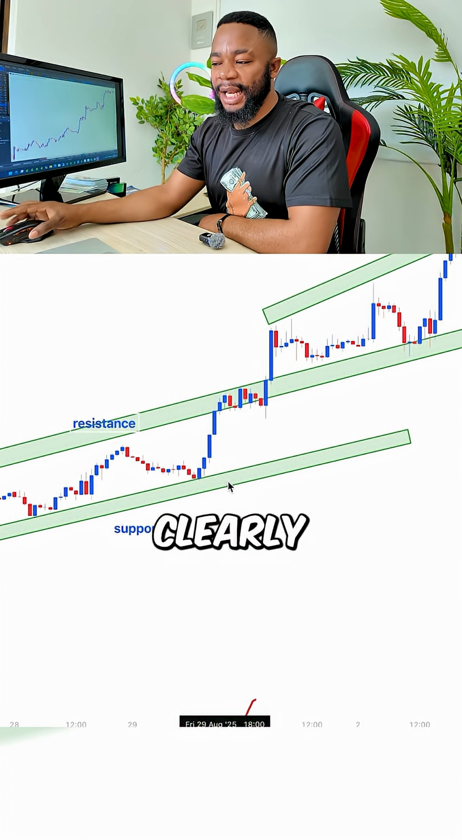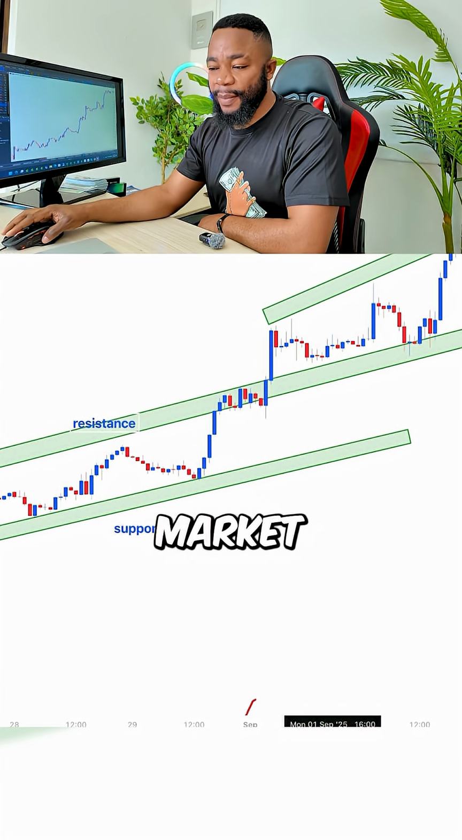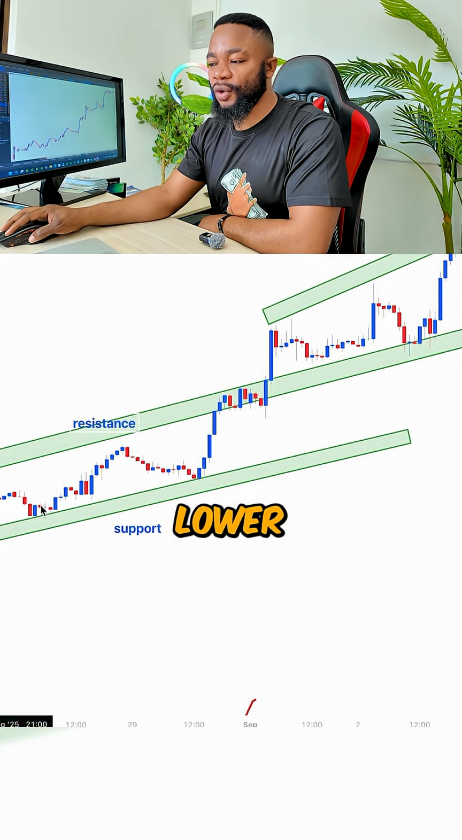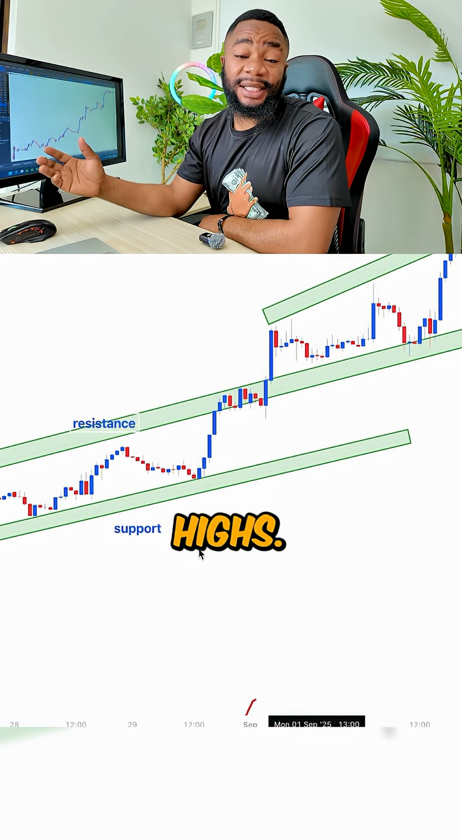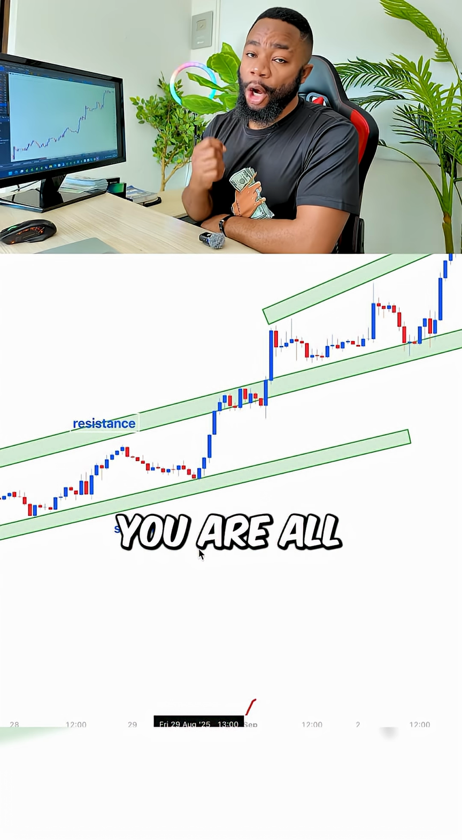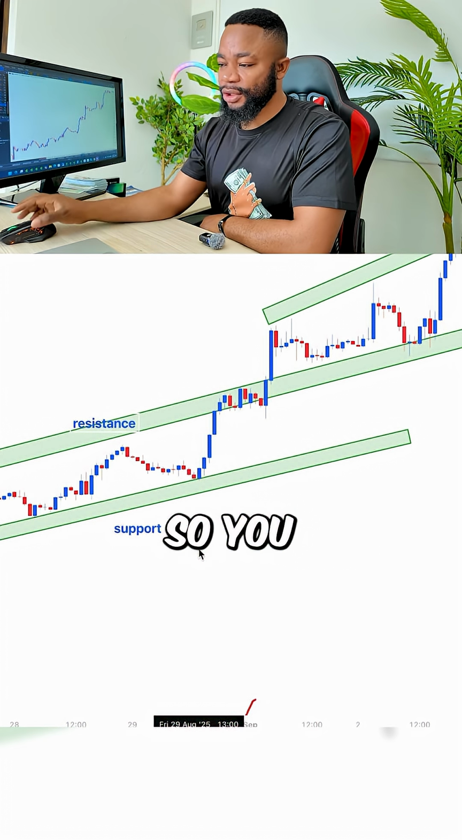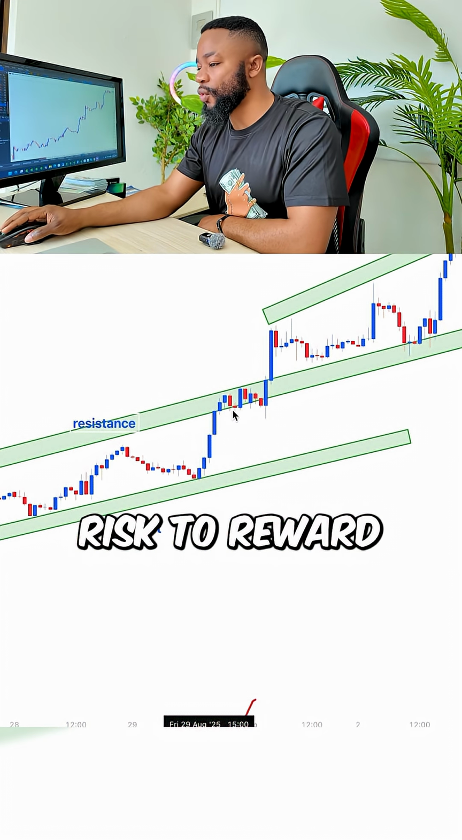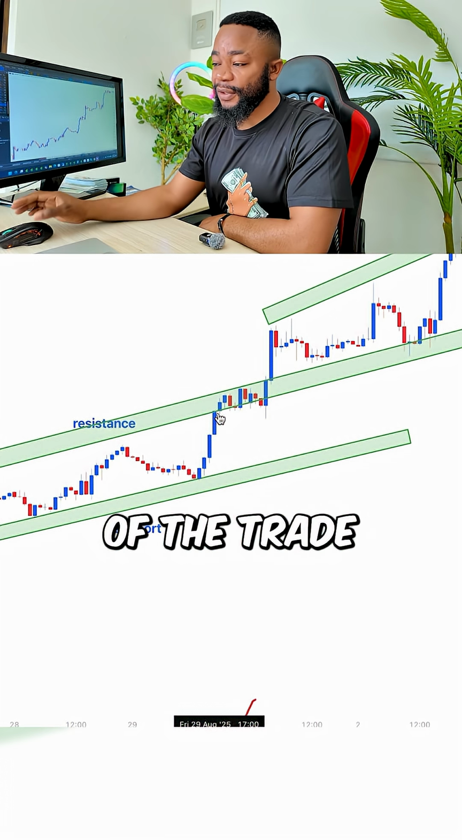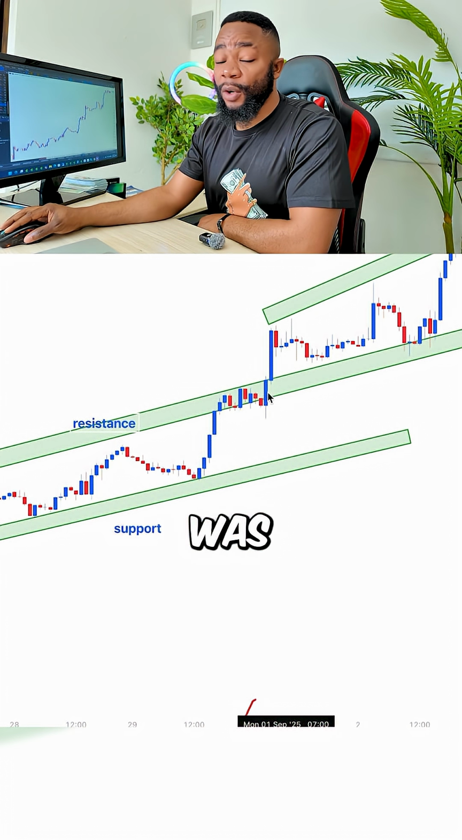And you can see clearly that the market is in an uptrend. Once the market is making higher highs and higher lows, that's a clear uptrend. So you are only looking for buy opportunities. So you have gotten in again somewhere here, risk to reward 1:2, you go out of the trade. And look at how this momentum was broken right here.